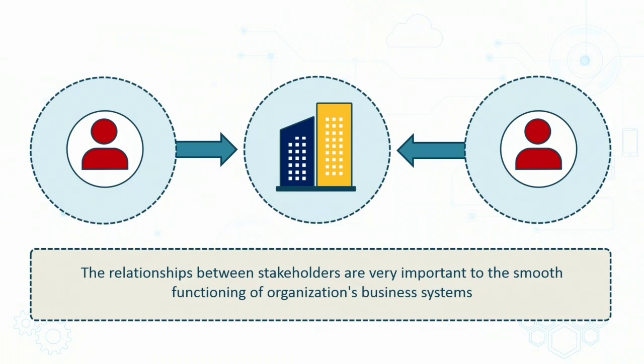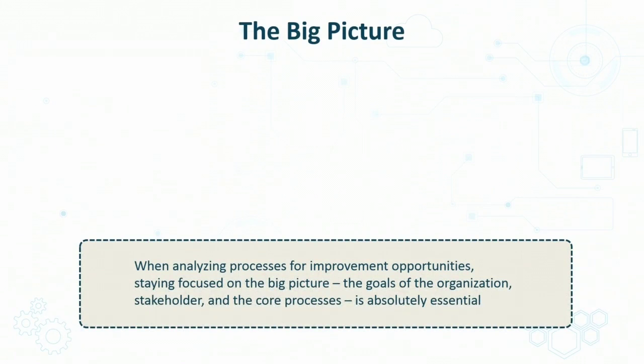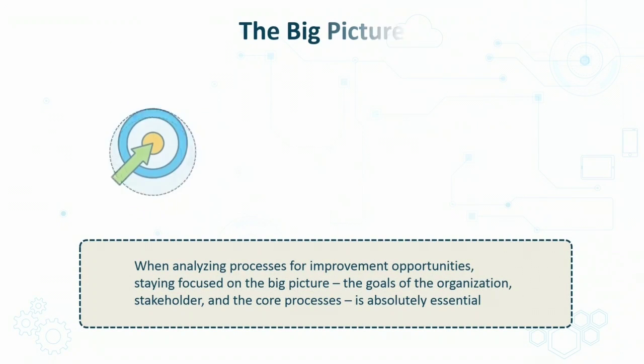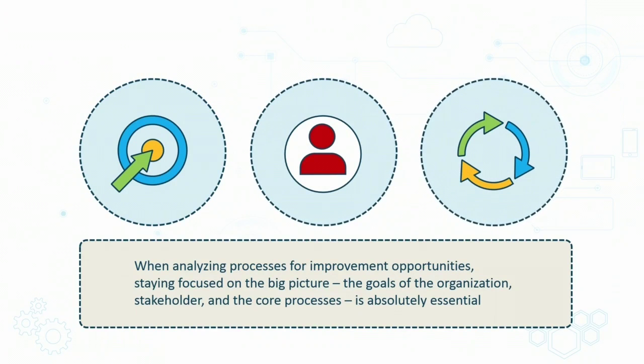Consideration should also be given to the support processes. These support processes include information technology, procurement, strategy development, and continuous improvement. When analyzing processes for improvement opportunities, staying focused on the big picture, the goals of the organization, stakeholder, and the core processes is absolutely essential. A company that loses sight of the big picture may improve the wrong processes and find itself in trouble.